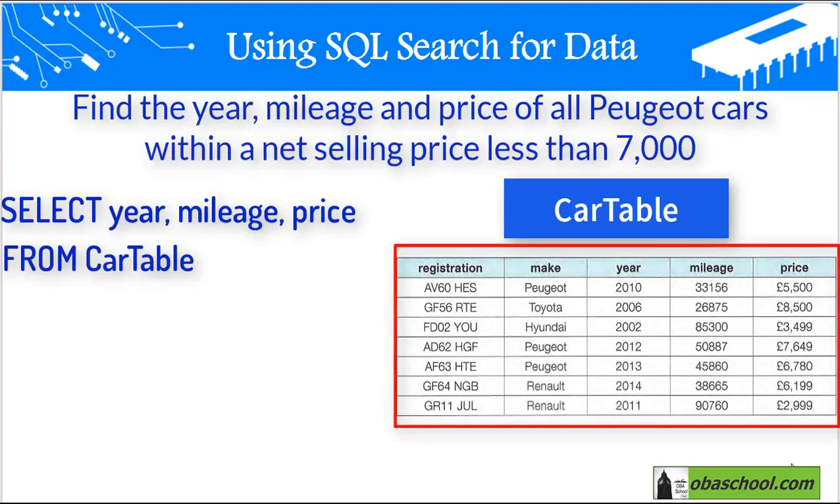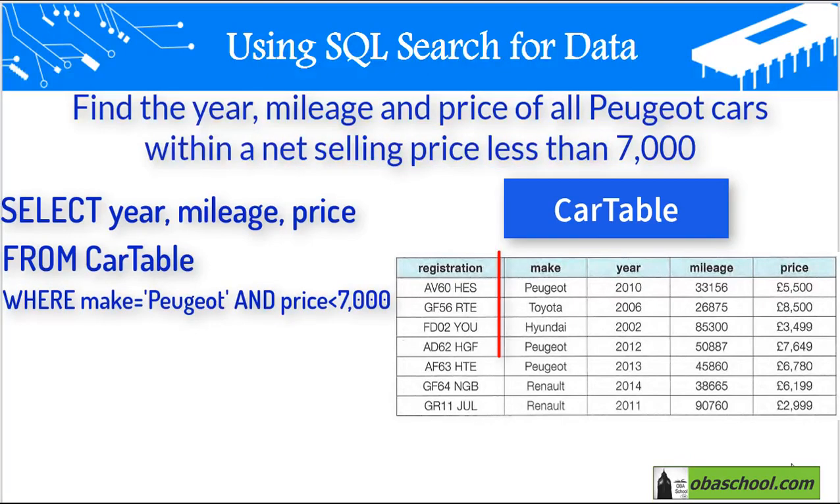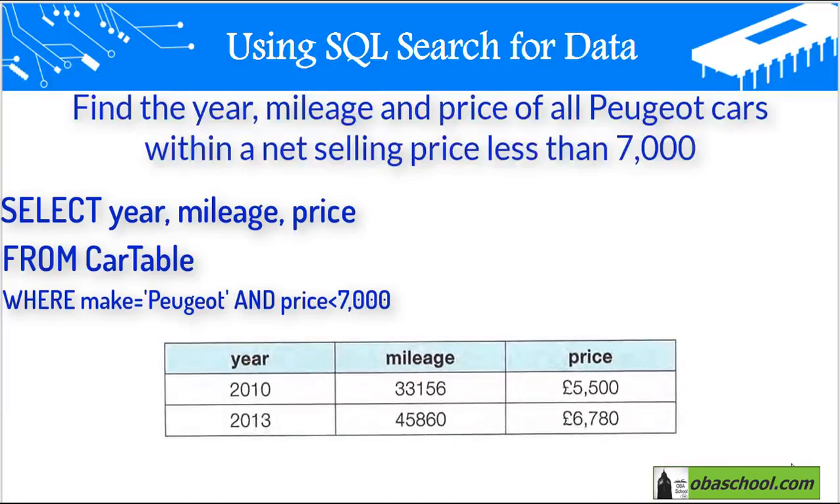Now we must have the WHERE condition. We have two conditions. We must select only Peugeot cars and select net selling price less than 7,000. So in the WHERE condition, we put make equal Peugeot and price less than 7,000. So when we run the SQL statement, this will produce the following result.